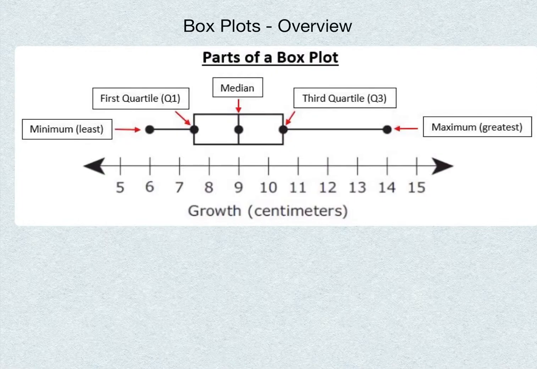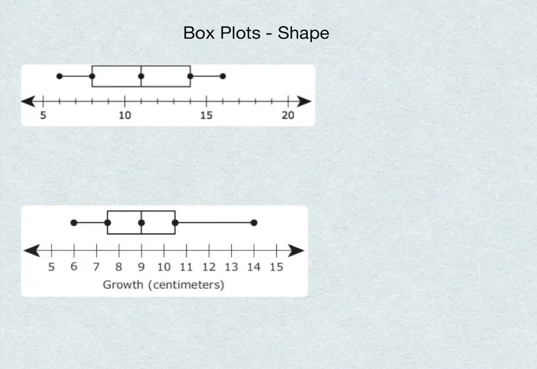Let's go ahead and start by reviewing the parts of a box plot. On the left side, we start with our minimum or our least amount. That's our first point. And the whisker connects to our first quartile, which is the left side of the box. In the middle of the box, we have our median. On the right side of the box, we have our third quartile. And then that whisker connects to our maximum or our greatest number. Also, the distance of the box, the space between quartile 3 and quartile 1, tells us our interquartile range.